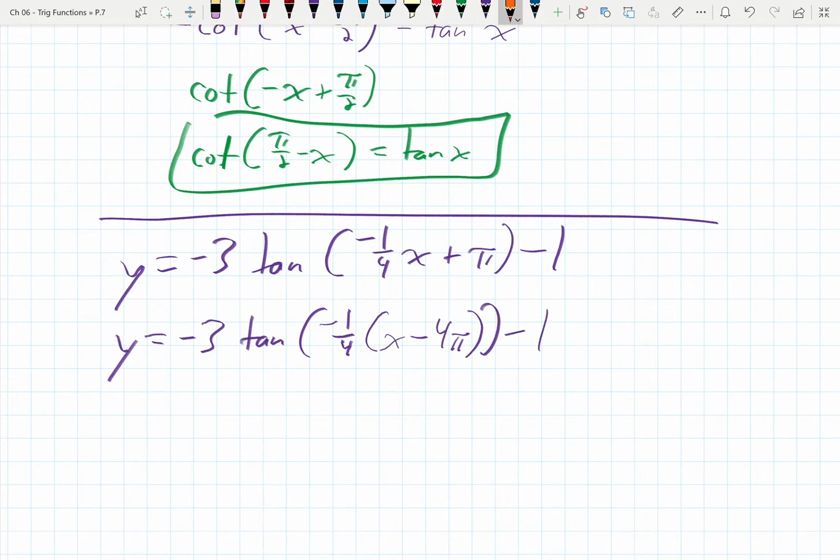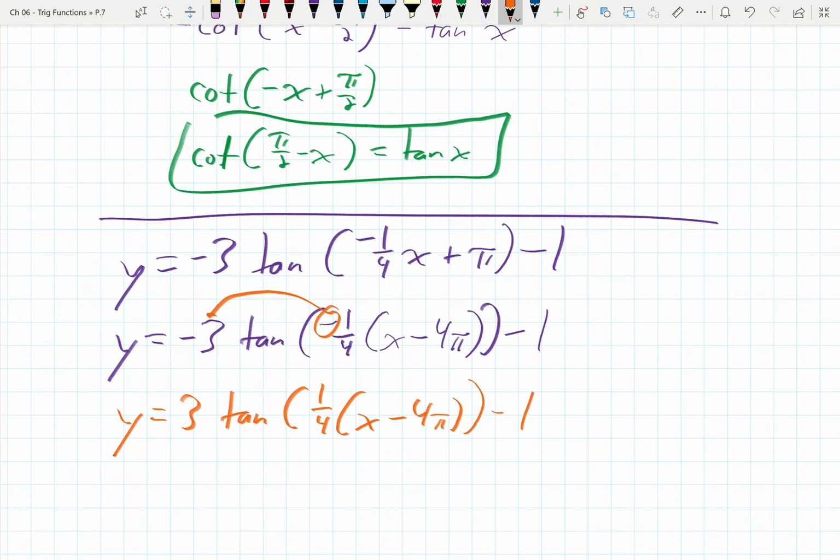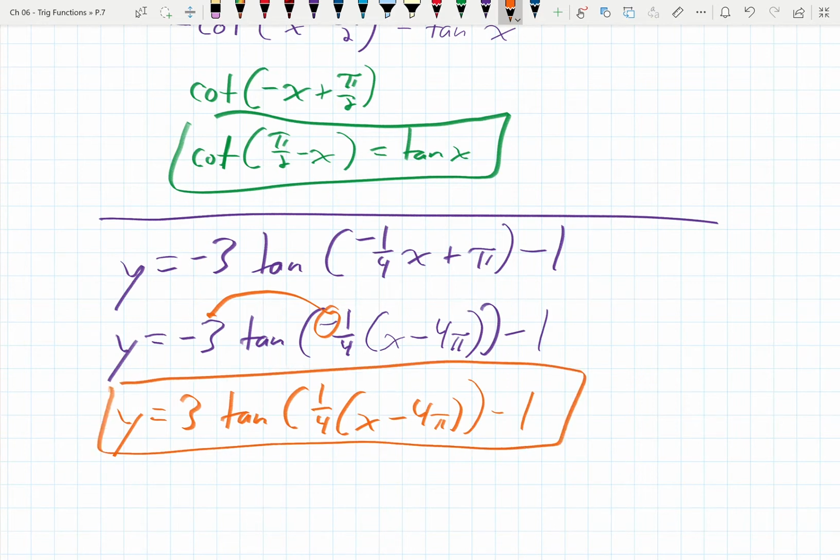Then I've got a negative 1/4. I don't like the negative 1/4. Even-odd properties. Does it go away, or does it make the leading negative 3 become positive? Yeah. Tangent's an odd function. Odd functions mean this negative swings out. 3 tangent of 1/4 x minus pi over 4 minus 1. This is now what you're going to be graphing. That's a better graphing form. And your first steps really are about converting your not so good graphing form into good graphing forms.